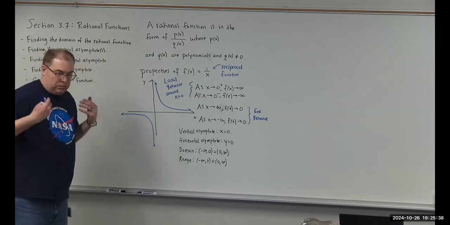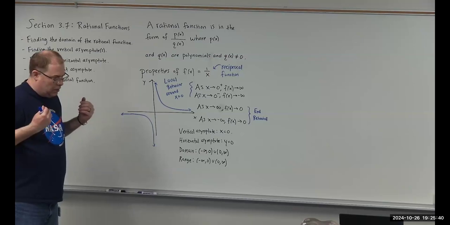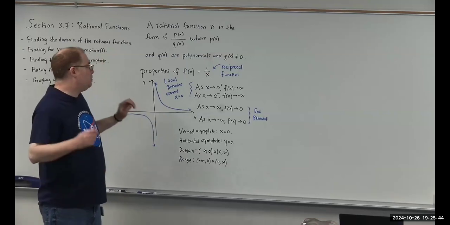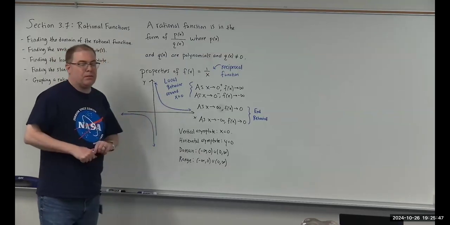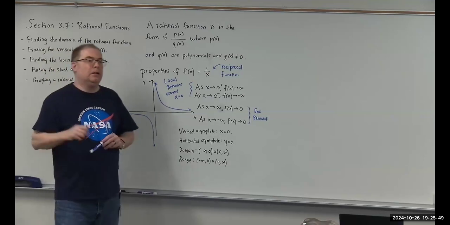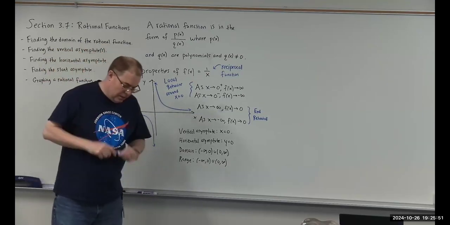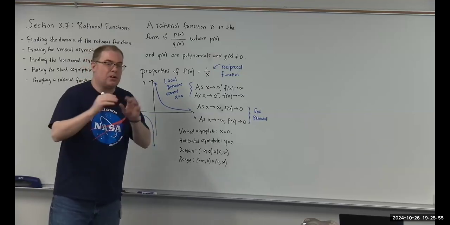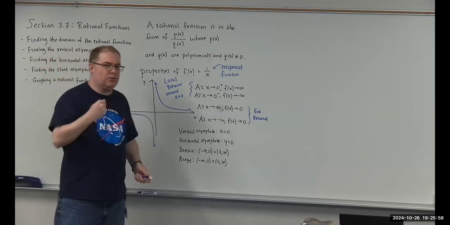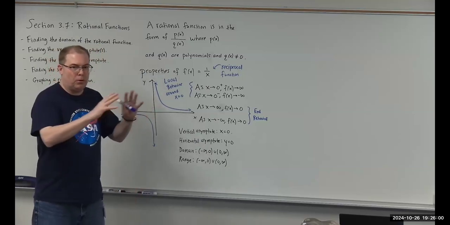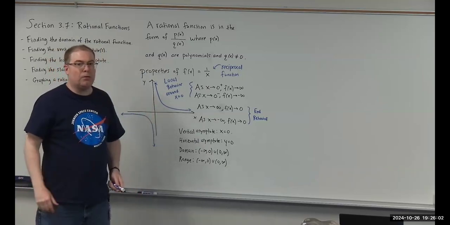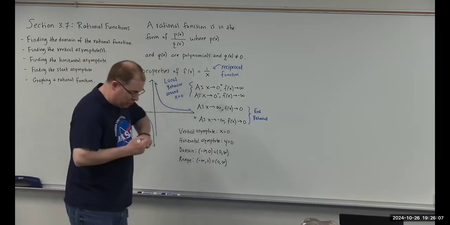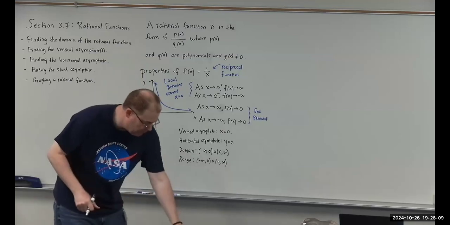All right, so how do we find the domain of a rational function? Well, it's a pretty straightforward process. You look at the denominator, set it equal to zero, solve for those values, and then exclude those from the set of all real numbers. I'm going to write that up here, and then we'll go through an example.